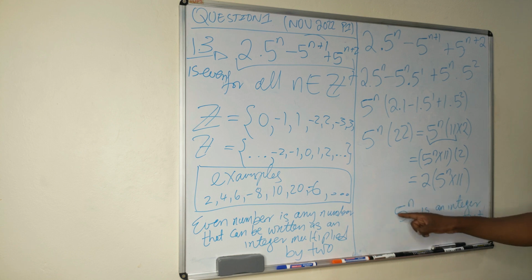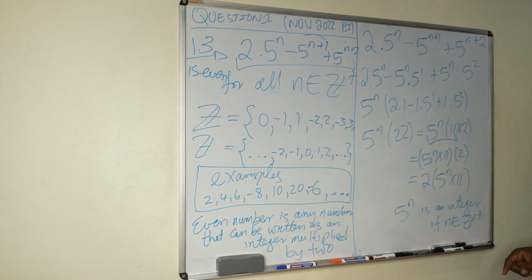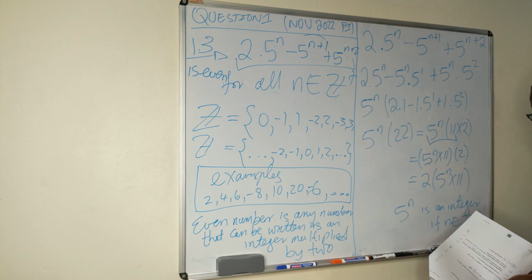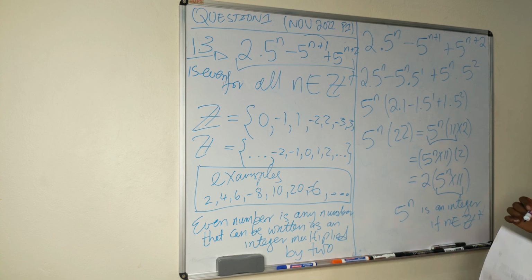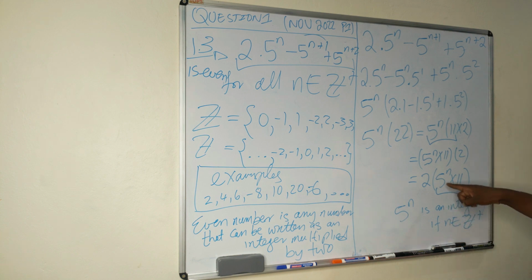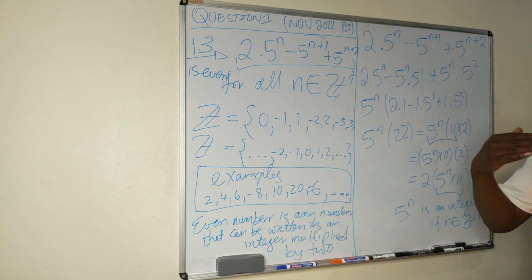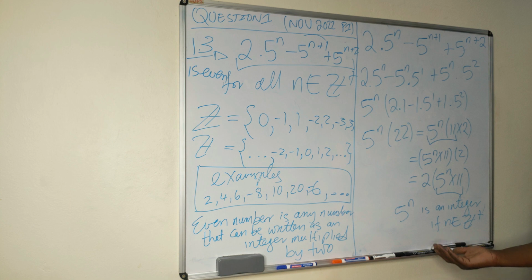But we're told that n is a positive integer, right? So this part here is an integer, and this one is 2. And we said an even number is any number that can be written as an integer times 2. So we have an integer here, because this is an integer and this is an integer. The product of those integers is an integer. And this one here is 2. So this is even because it can be written as an integer times 2. That's how you do it.